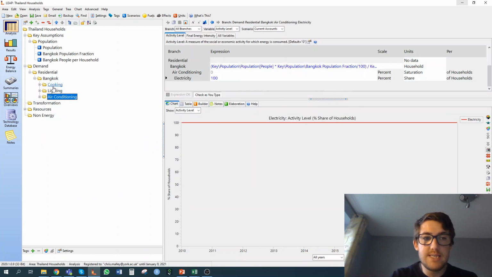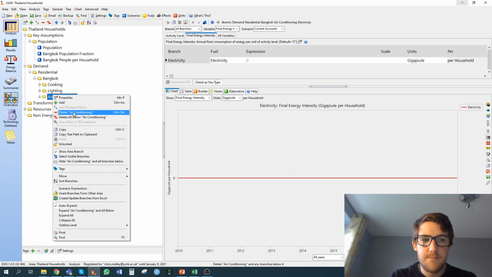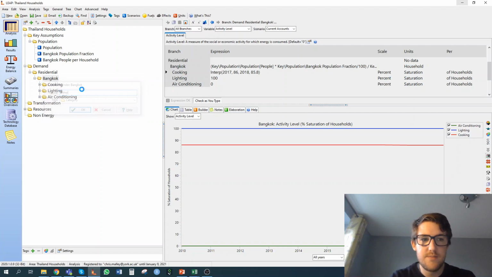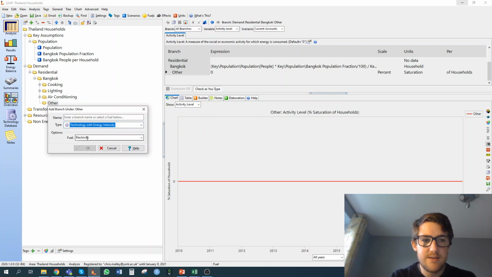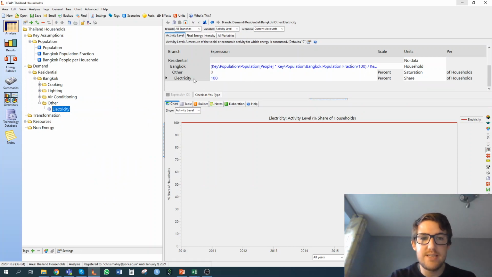But to be able to do this detailed bottom-up approach, we would need to have some information on the average electricity consumption for these other applications. If we don't have that information, then we could delete air conditioning, delete lighting, and just add in a branch called other. And then include electricity here. And then the other would be the electricity consumption without cooking.